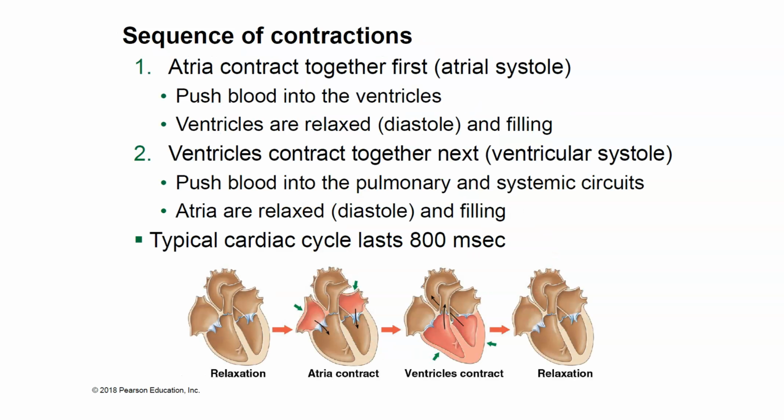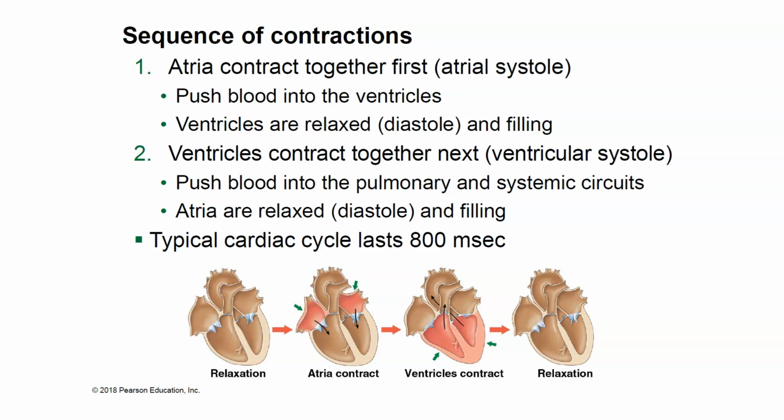The sequence of contractions works like this. Relaxation, then the atria contract together first. Blood is pooling in there, and the atria push blood into the ventricles through those valves. The ventricles are relaxed and filling. The ventricles then contract next, so that's ventricular systole, and they push blood into the pulmonary and systemic circuits. Remember, I would ask you in class which one is pulmonary and which is systemic: the right side of the heart is pulmonary and the left side is systemic. The atria are relaxed and filling.